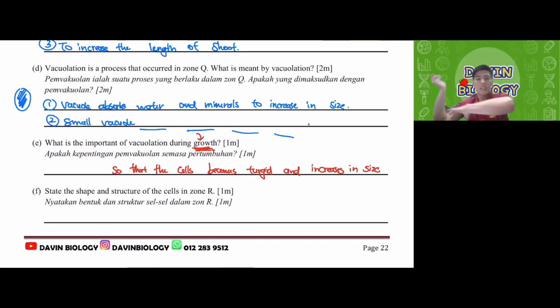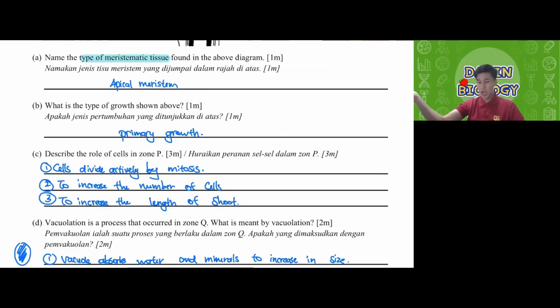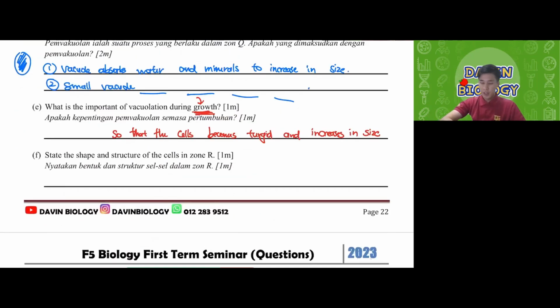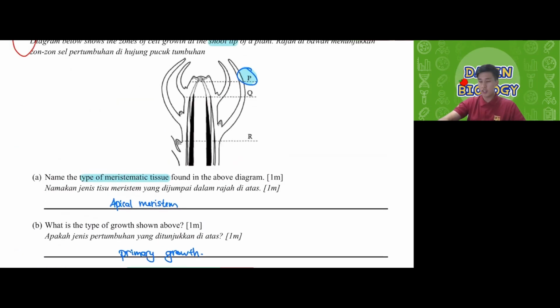They say state the shape and structure of cells in zone R. So first I ask you this: do you think the shape and structures of the cells in zone R are the same or not? Are the cells here the same, or the cells here? Yes or no, guys? Come on, everybody try to give me your answer. What do you think? Do you think the same or not? Okay, all of you say very good. No. Why no?